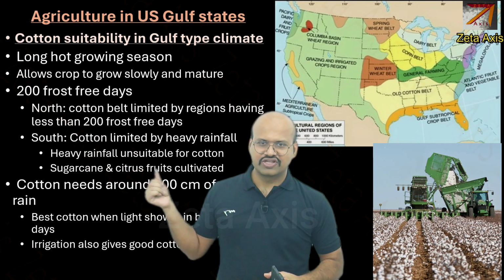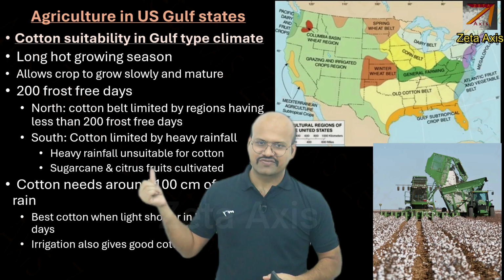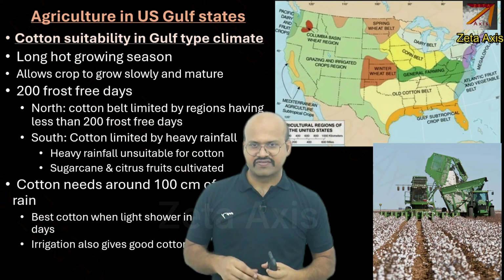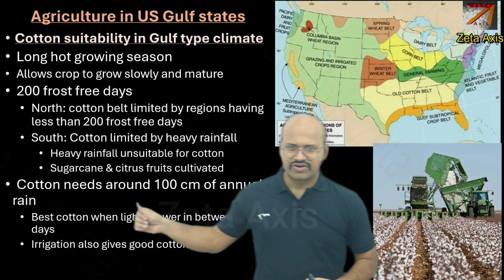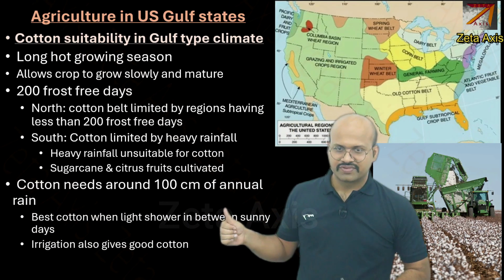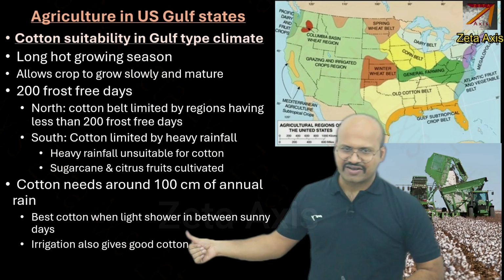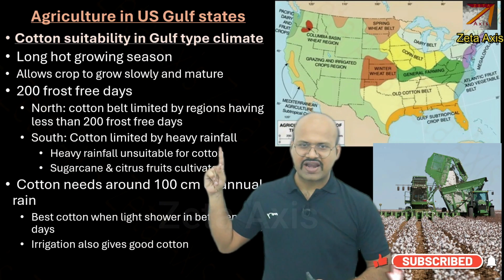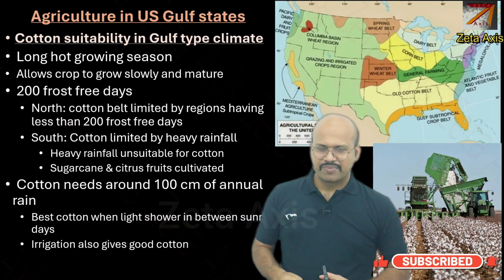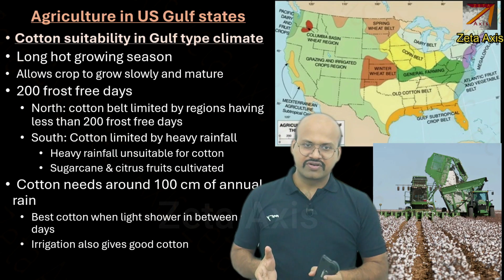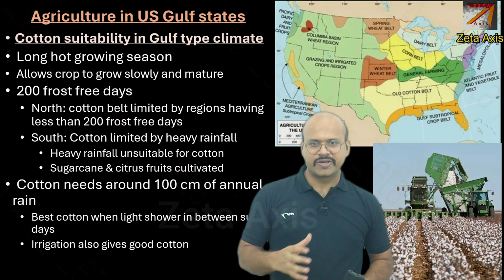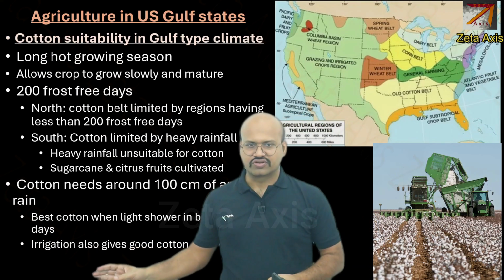So heavy rainfall is unsuitable for cotton, and sugarcane and citrus fruits are cultivated. So here you will see sugarcane and citrus fruits cultivated. Cotton needs around 100 centimeters of annual rainfall, and grows best when there are light showers in between sunny days. So as we have seen, it does not require heavy rainfall like rice, but it requires a small rainfall, then bright sunny days, and again some rainfall. So it requires rainfall in patches. Irrigation can also give good cotton.